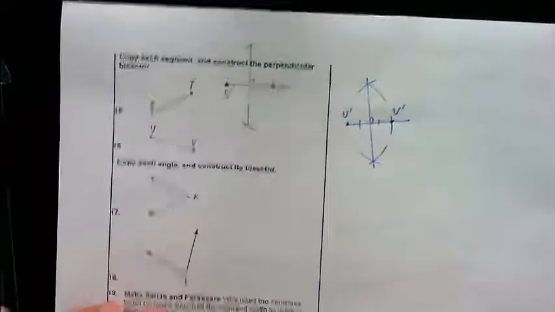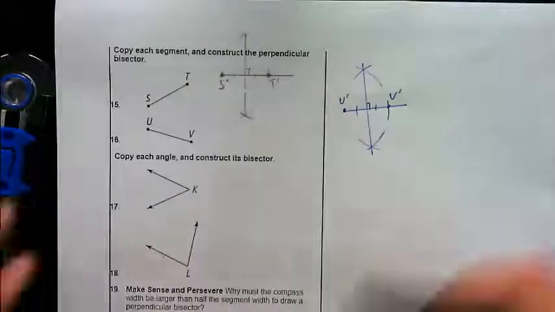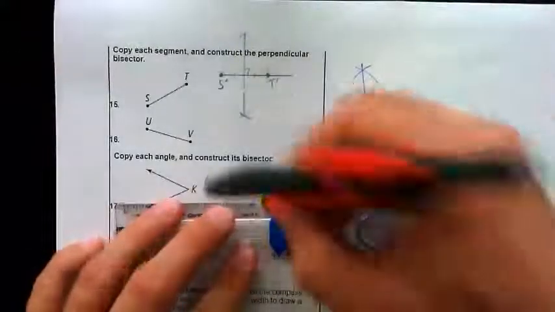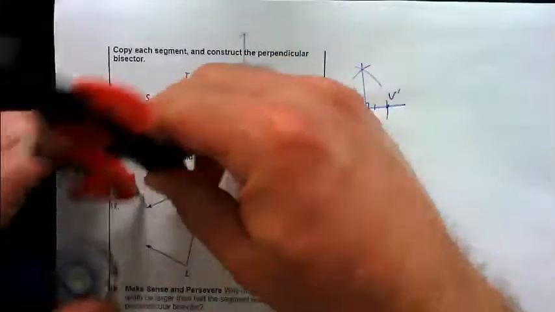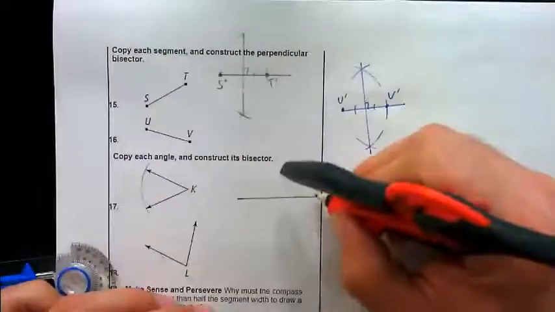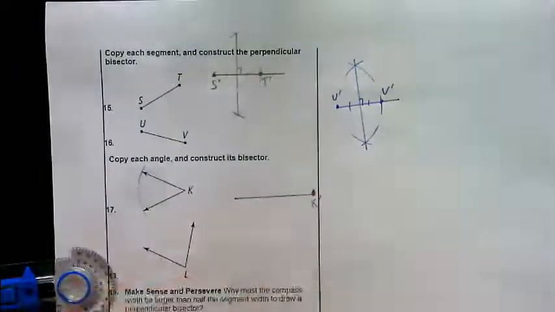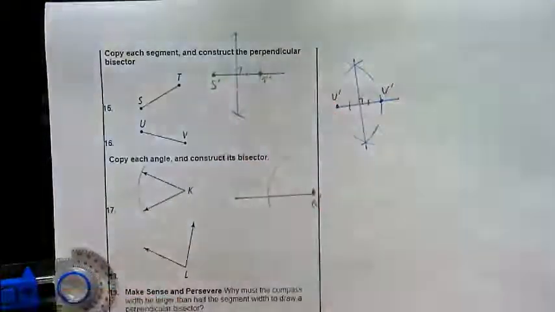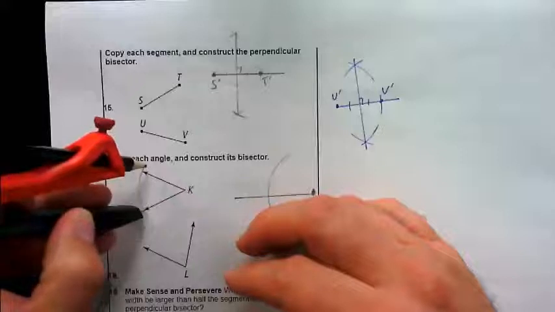Now, on the next one, we're copying an angle. So, I'm going to draw a ray to start off. You need a ray to copy it onto. We need to swing an arc so that it goes through both sides of this angle. Pick a point to start from. I'll call this one K for right now, or K prime. I'm going to swing that same arc. Then I need to open my compass to the setting of that width.